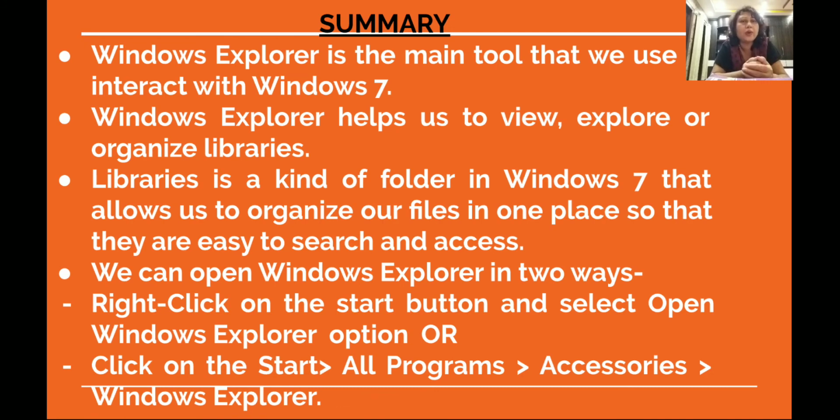So how can we open Windows Explorer? We can open Windows Explorer in two ways: either by right clicking on the Start button and selecting the Open Windows Explorer option, or by clicking on Start, All Programs, Accessories, and then clicking on Windows Explorer. The Libraries folder, which is Windows Explorer, will open and we can view the different files and folders in our computer. So today only up to here.